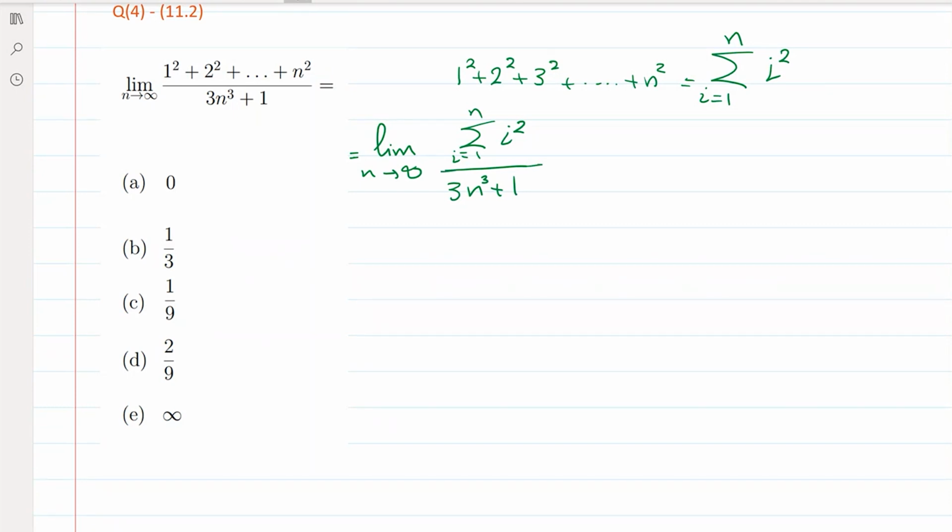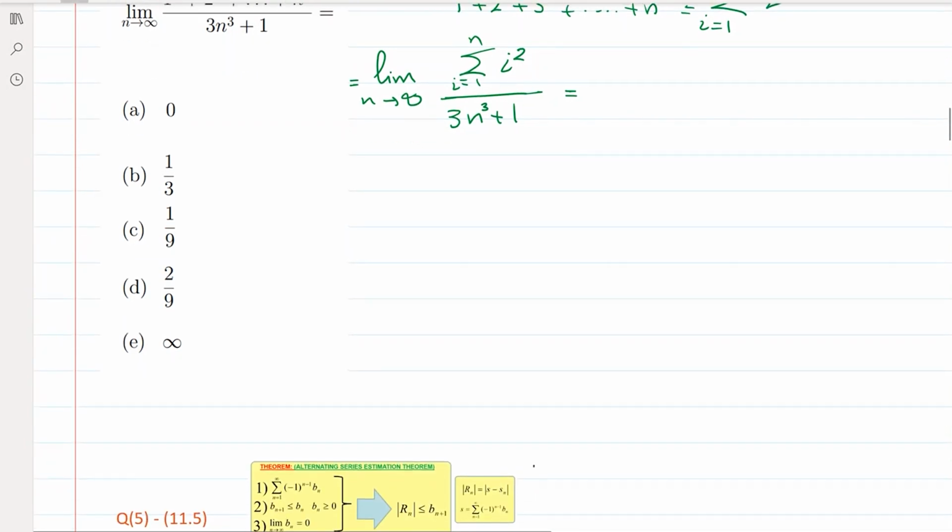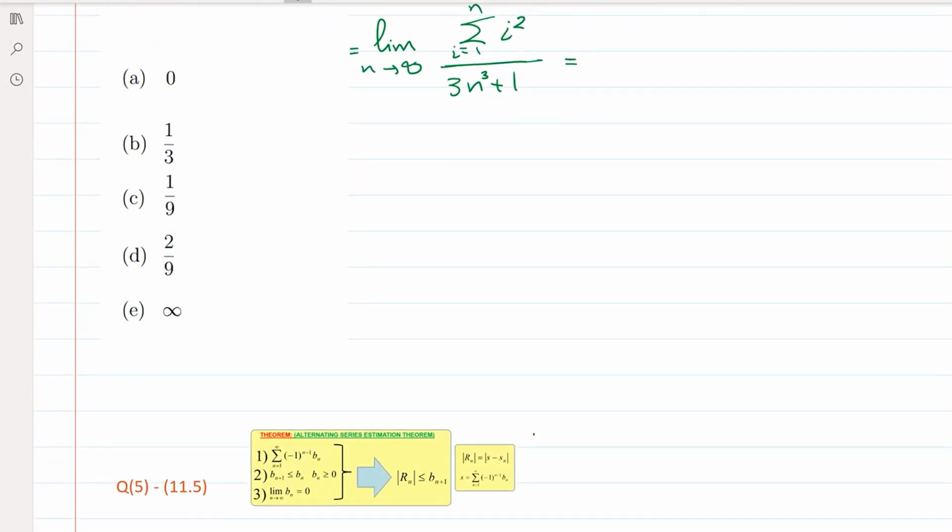We substitute the formula. It's n times n plus 1. So the key here is to use these formulas. What is the sum of i, guys, if I start from 1 to n? This is equal what? The sum of the integers from 1 to n. What is the rule? This is n times n plus 1 over 2. This is the first one.